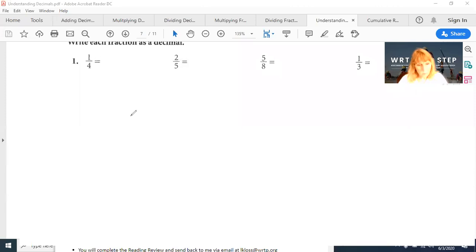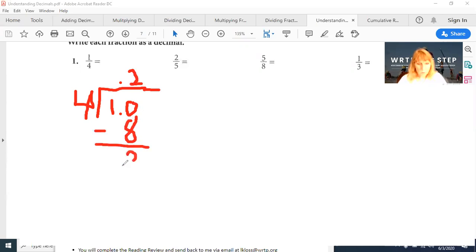So when you have 1/4, it's the same as putting the 1 on the inside and the 4 on the outside. So you say how many 4s will go into 1? None, right? So you put a decimal and a 0. Don't forget to put the decimal up here right away. How many 4s go into 10? 2. 2 times 4 is 8. 10 minus 8 is 2.